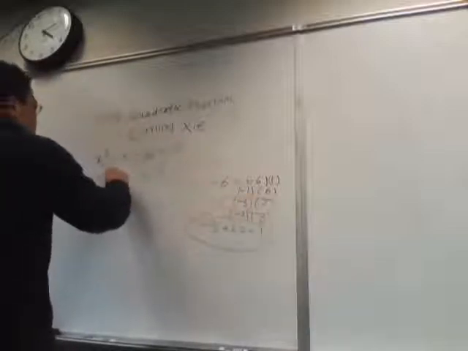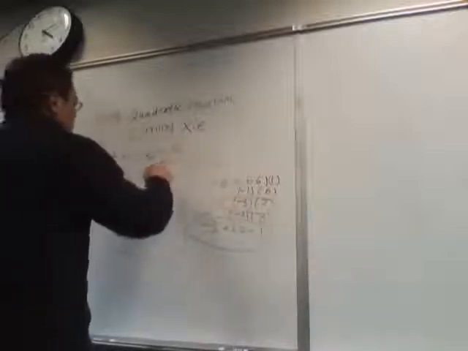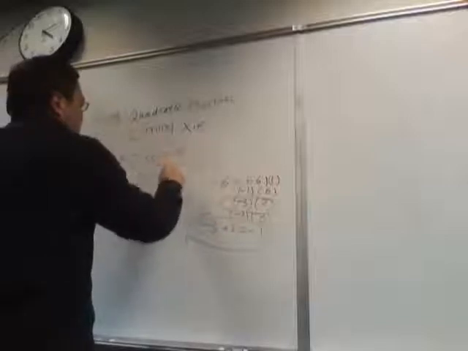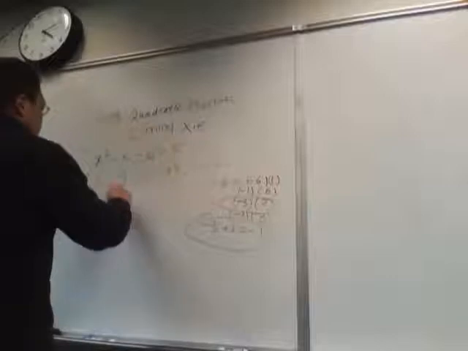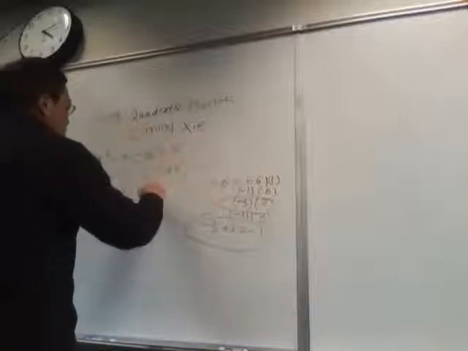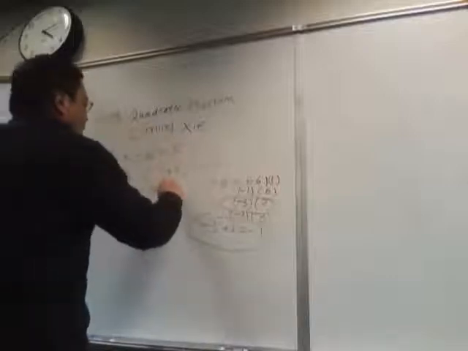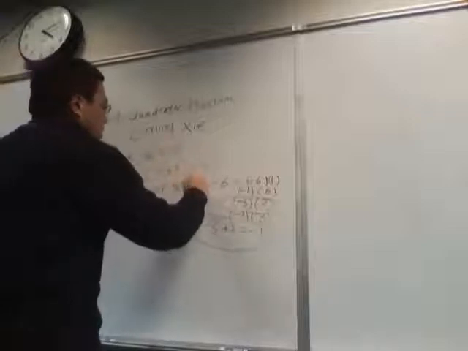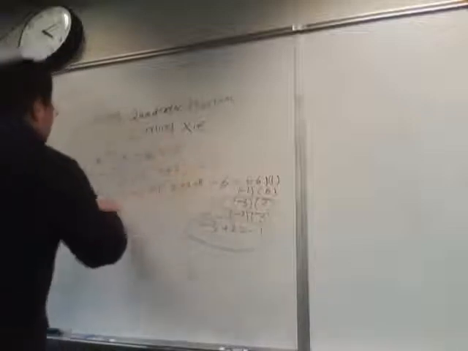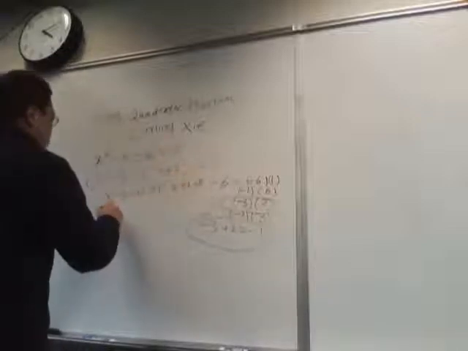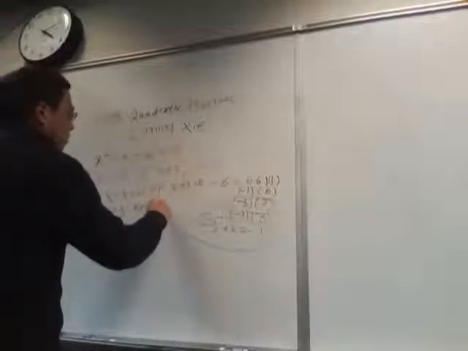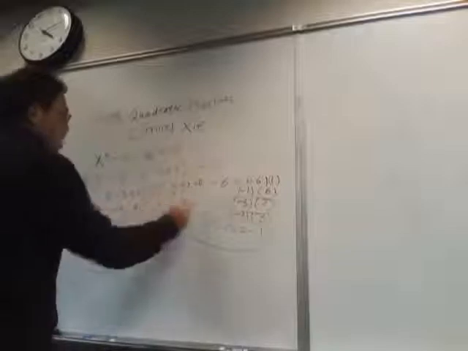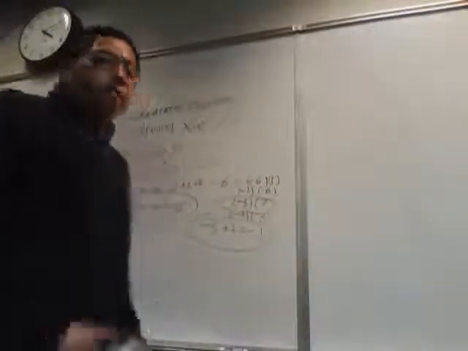So you can say x minus 3 times x plus 2. So x minus 3 equals 0, or x plus 2 equals 0. And then we get x equals 3 or x equals negative 2. That's two answers, right? Let me give you a lot of examples.